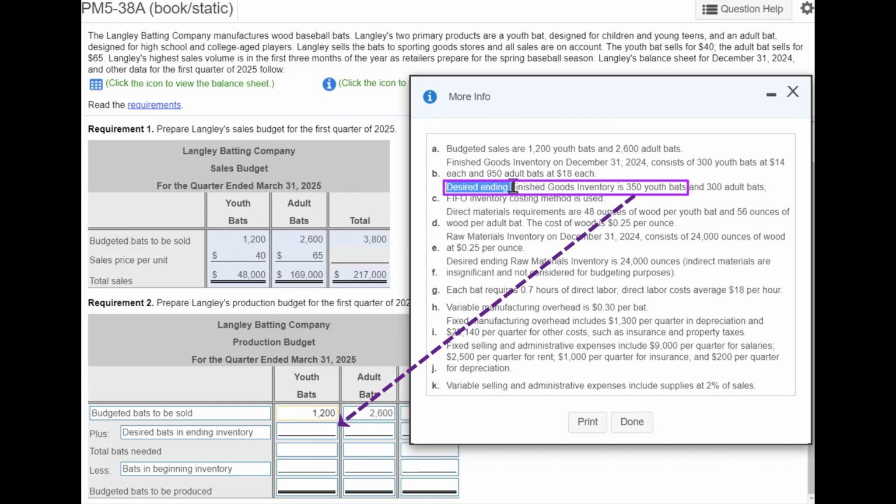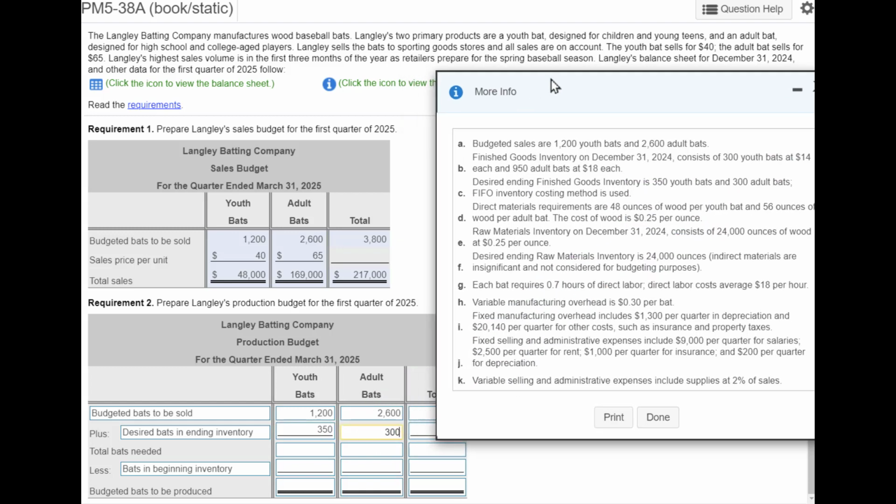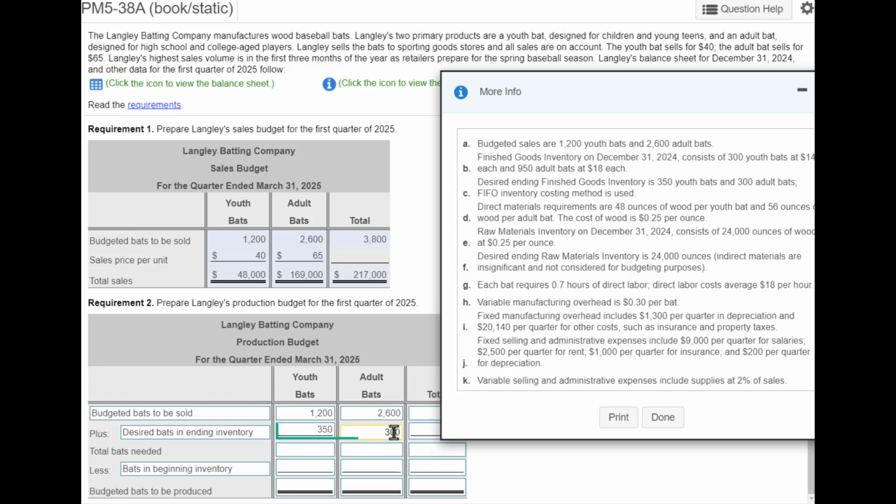So desired ending finished goods inventory is 350 youth bats. So after we sell 1,200, we want to have 350 still in inventory in case our sales exceed what we expect, and then 300 adult bats, for a total of 300 plus 350, which is 650.